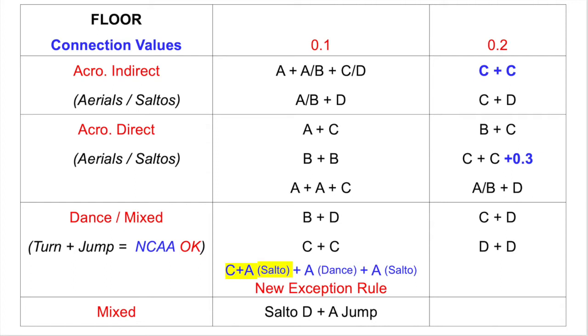It's new this year, and we're going to show you a video of a routine. So if you have a CA acro combination into a dance A, into a dance salto, this is a new exception rule, it gets 1/10. The new part is the CA, the combination. Then in the mix, you can do a salto D with a jump. Those are the connection values specific to college.